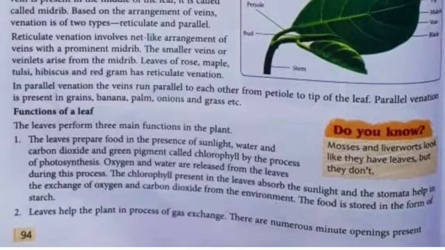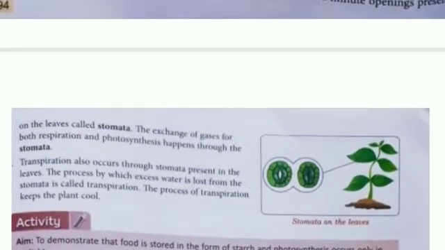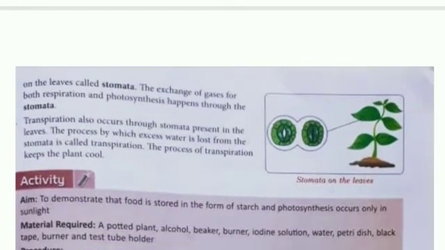Second function: leaves help the plant in the process of gaseous exchange, because there are stomata present on the lower side of the leaf, and there gases are exchanged. Oxygen comes in, carbon dioxide goes out, and also excess water transpires through the stomata. There are numerous minute openings present on the leaves called stomata. There is a picture of stomata. The exchange of gas for both respiration and photosynthesis happens through the stomata.